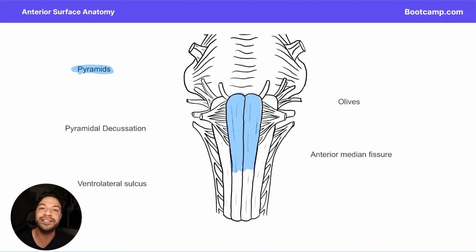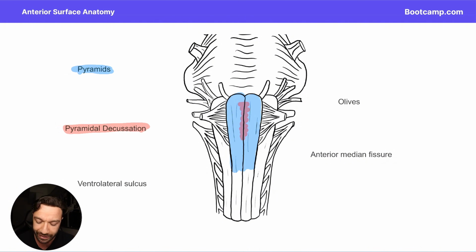And that pyramidal decussation, that's going to be a point towards the superior aspect between the two pyramids where the corticospinal fibers cross over. Because if you remember, your right cortex controls the left side of your body and your left cortex controls the right side of the body.